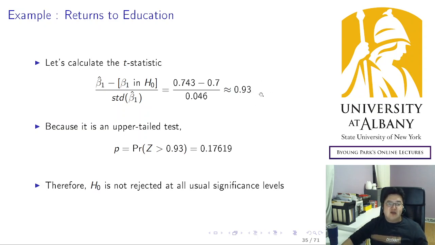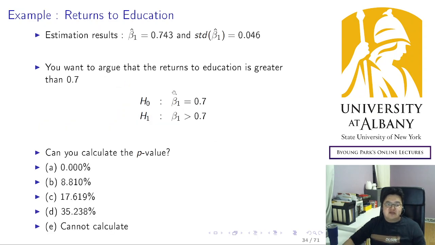Given the t-statistic, because we are considering an upper tail test, the p-value only includes probability above that t-statistic. So probability greater than 0.93, which is about 17%. And 17% is greater than the usual significance levels like 10%. So in this case, this hypothesis is not rejected. So if you believe that the returns to education is $0.7, then that's not wrong, right? That's what you can tell from here.